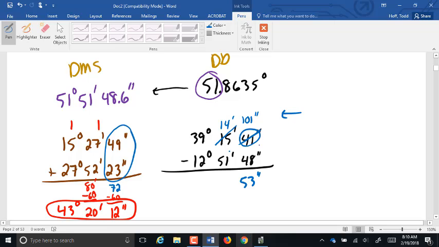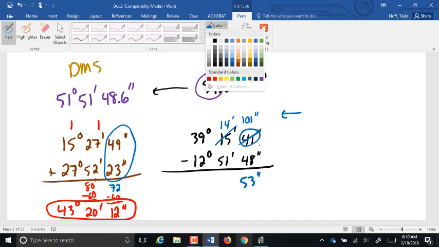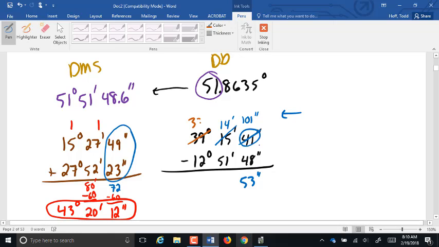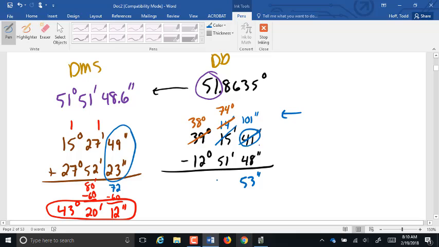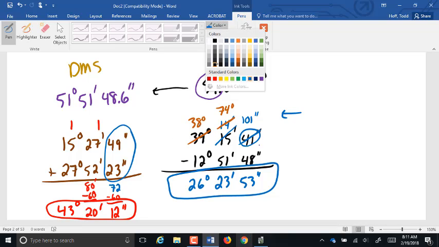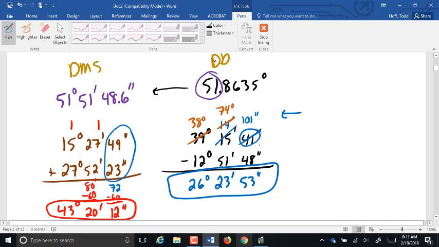Now I come back here, 14 minus 51, can't be done. I got to borrow. This is now 38 degrees. This is now 74 because that 1 degree contained 60 minutes. 74 minus 51 is 23 minutes. Then I just have 38 minus 12 is 26 degrees. What do you think so far?